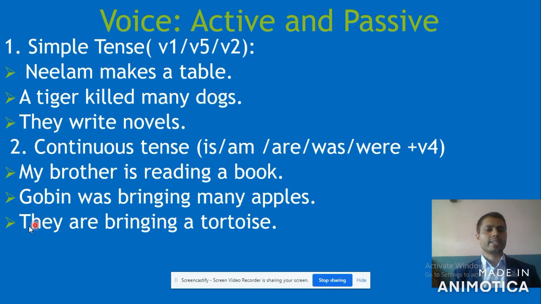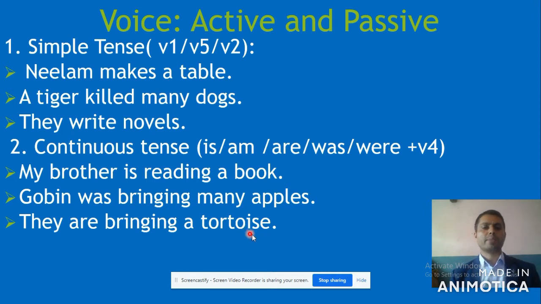Okay, look here: they are bringing a tortoise. Right here, the subject is "they", "are" is the auxiliary verb, and "bringing" is the main verb in ing form. And "a tortoise" is the object. Now we are going to make this one the subject to change it into a passive sentence.